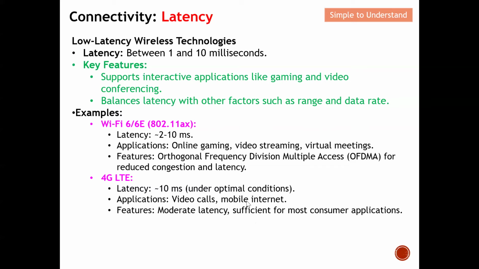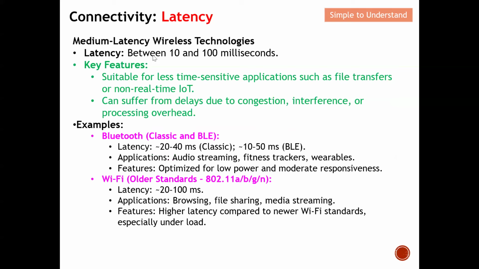So therefore, for this type, we just need to have low latency wireless technology. Next, on medium latency wireless technology, the latency actually increases from 10 milliseconds for low latency to up to 100 milliseconds here. The key feature is that they are suitable for less time-sensitive applications. For example, when we transfer a file, or non-real-time IoT applications. For example, we send our temperature, our humidity. So basically we don't need to have real time.